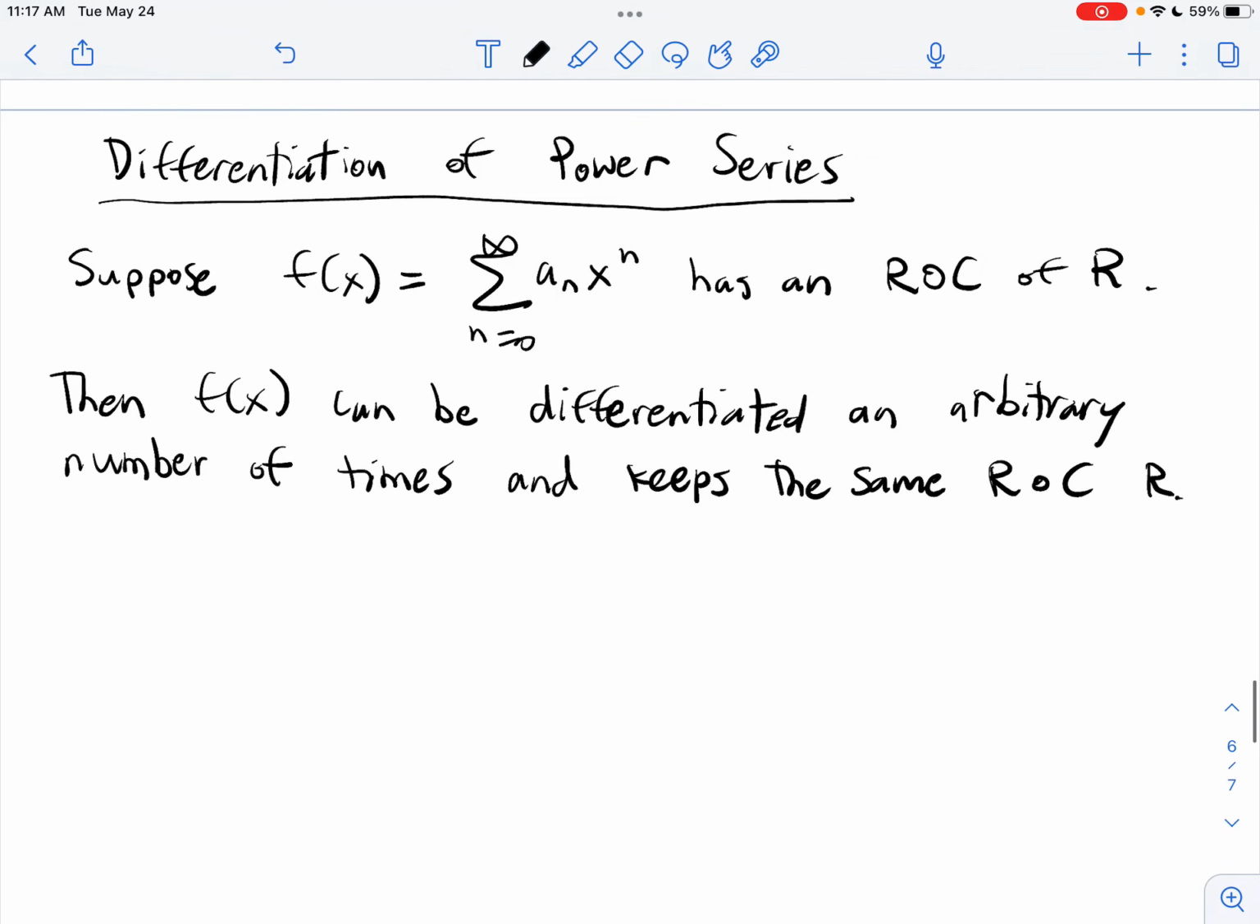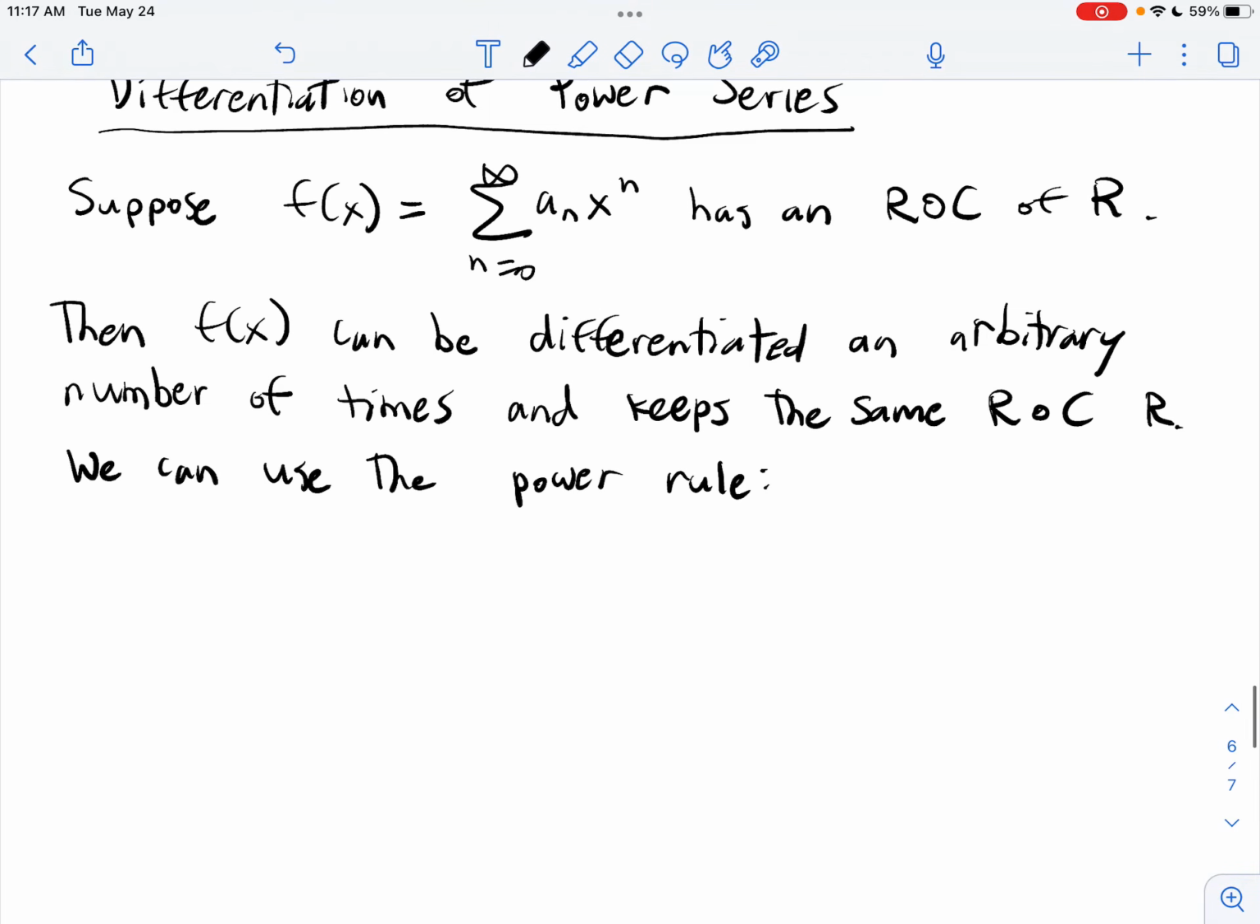So how do you actually take the derivative? We can use the power rule. So how does the power rule work again? What would the derivative f prime of x be? Well, because the powers are given by n, the derivative is just going to be what you get when you pull n down, and then x is going to be to the n minus 1.